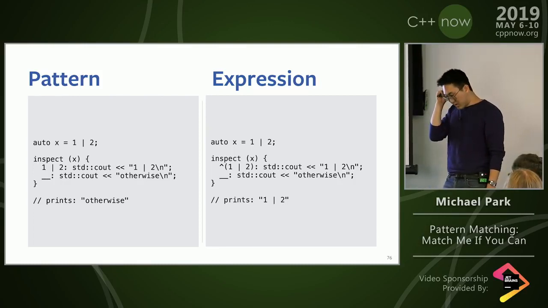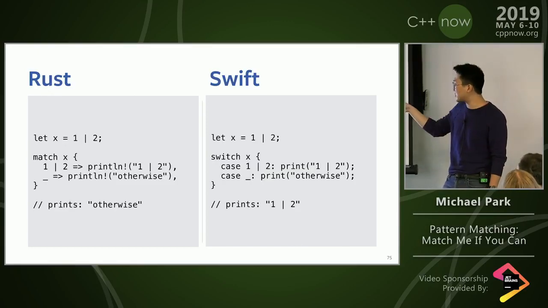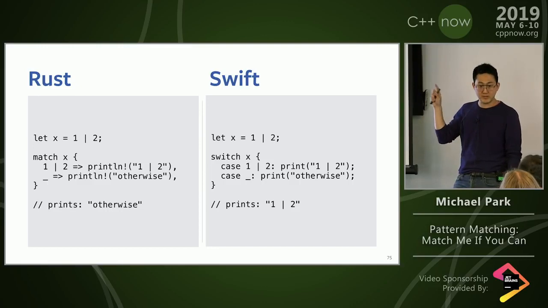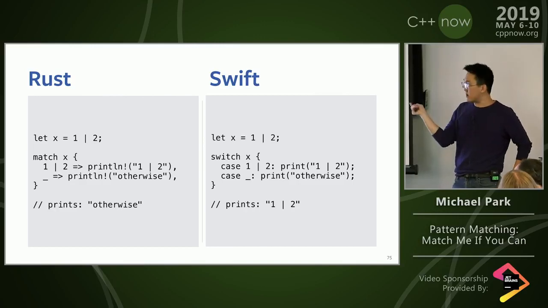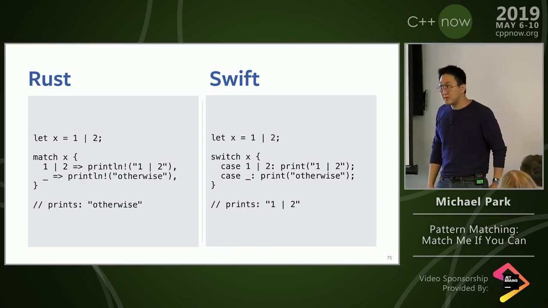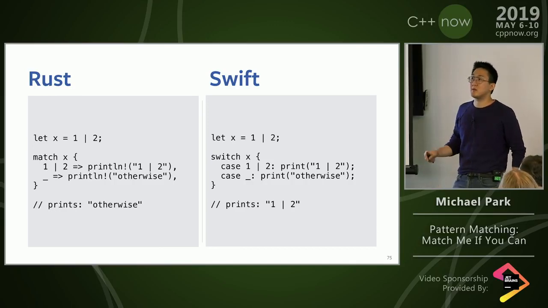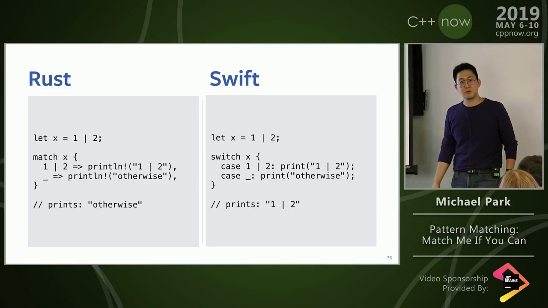But if we take Swift's direction, right, and say what are expressions today are still expressions in patterns, inside pattern matching, then what that means is we can't introduce new patterns that look like expressions, right?